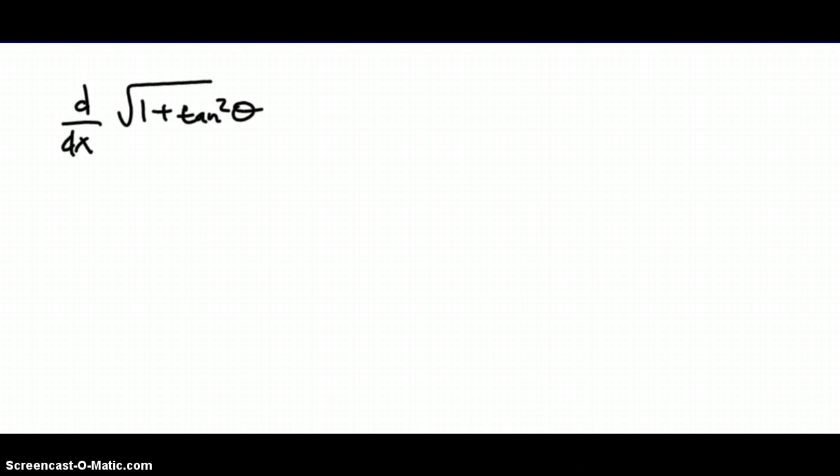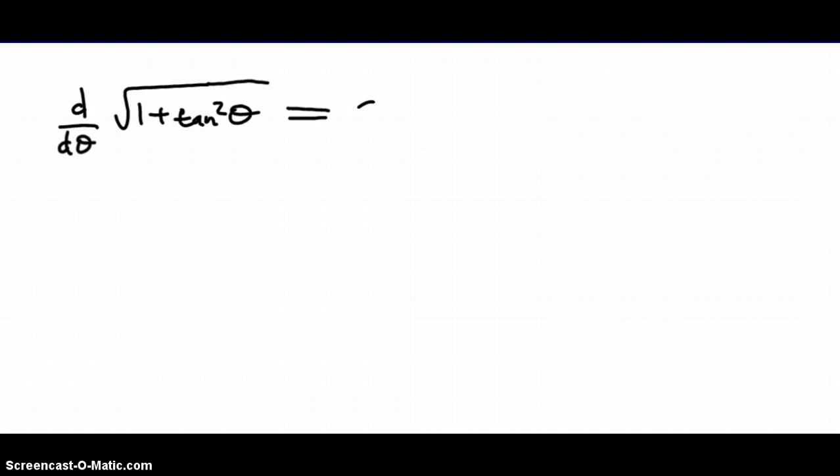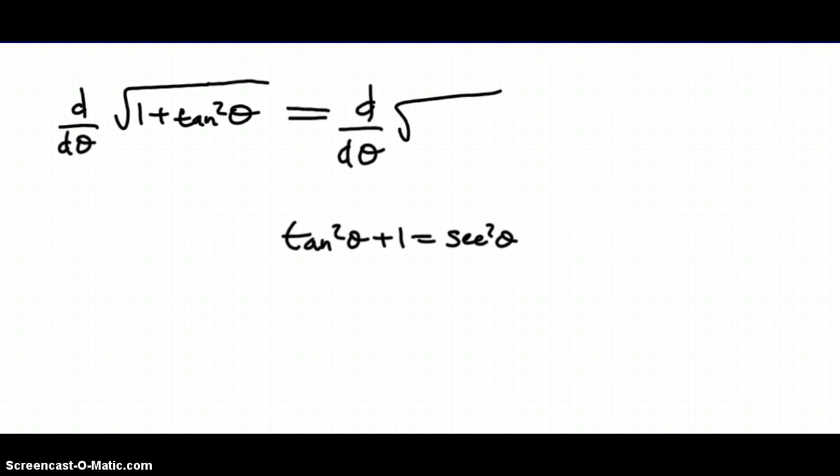For example, if I want to take the derivative with respect to theta of the expression square root of 1 plus tan squared, this is complicated and we don't yet know how to take the derivative of a function inside a function, so I need to rewrite it in a way that I can take its derivative. 1 plus tangent squared, as we remember from the previous page, is equal to secant squared. So I really have the derivative of the square root of secant squared.